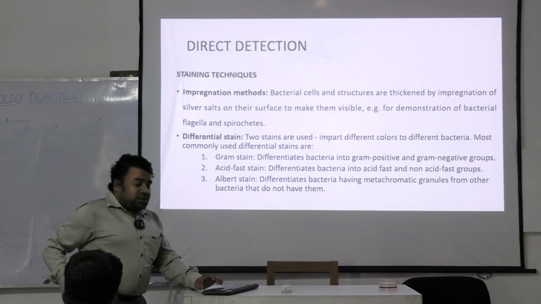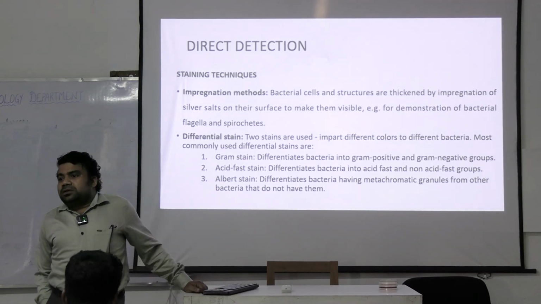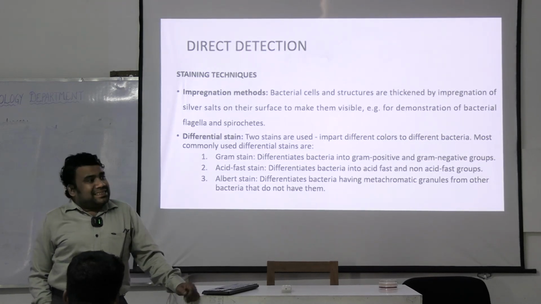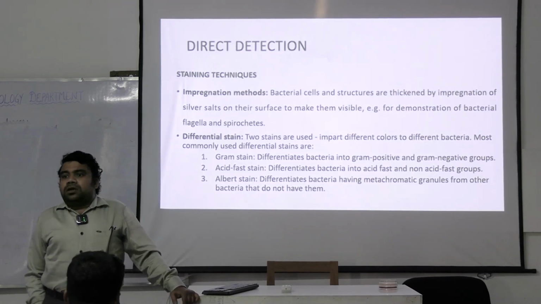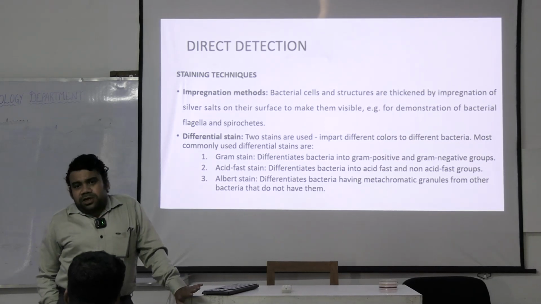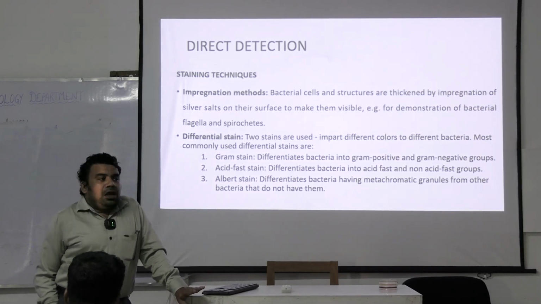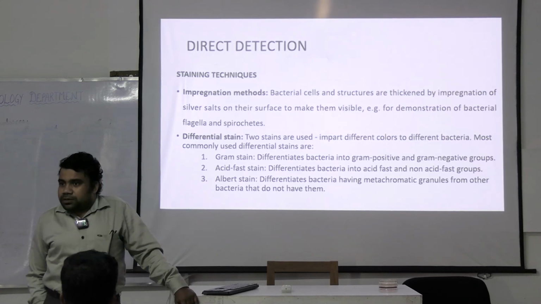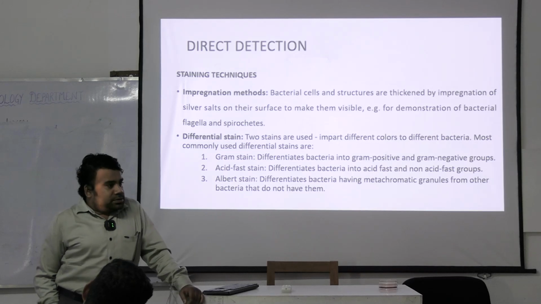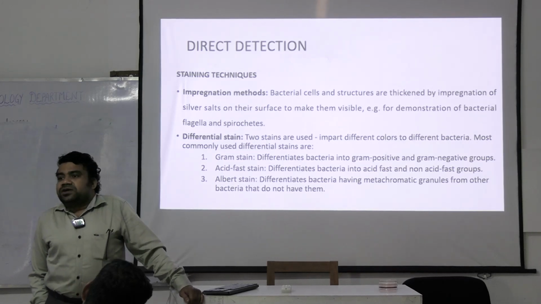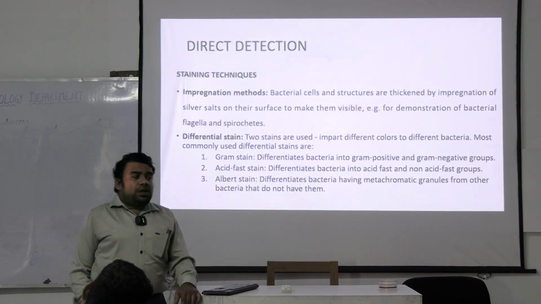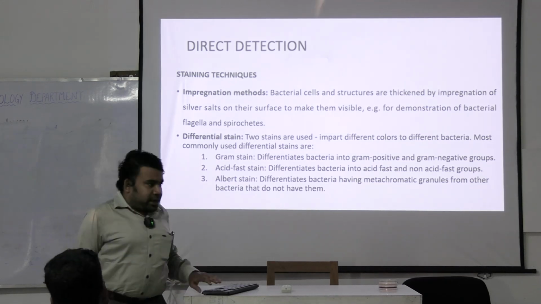Again, we can use something called the impregnation method. We can use some molecules which will be specifically taken up by the organism and then stained, or we can use a particular method in which some particular type of organism will be stained in a particular color, others will be stained in a different color. What it helps is, we can differentiate between two types of organisms. It is called a differential stain. That means, with this staining method, we can differentiate between predominantly large groups of organisms.